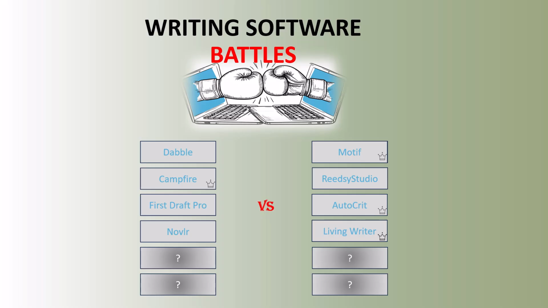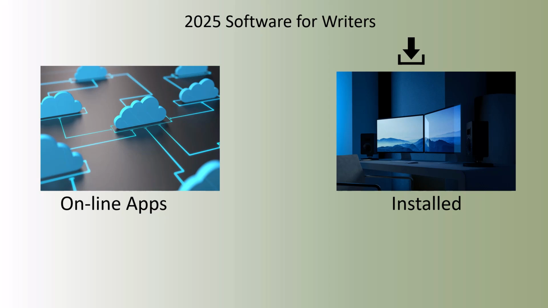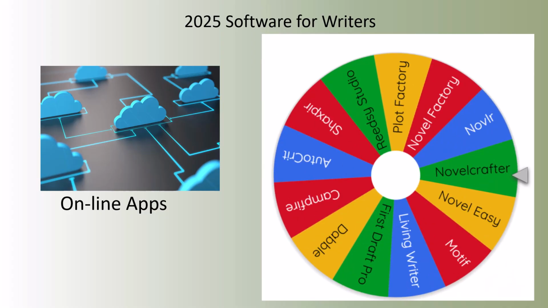Now these all came about when I was doing my software review for 2025 at the beginning of 2025. I found a lot of online apps that you worked on through a browser and basically stored the information in the cloud. I thought it would be good to get a closer look at some of them and maybe see what the different ones had to offer. So now we're not going to talk about any software that is downloaded and installed. We're just going to focus on the online app. And what I did was I put all the ones I found into a randomizing wheel and gave it some spins to come up with the matchups.